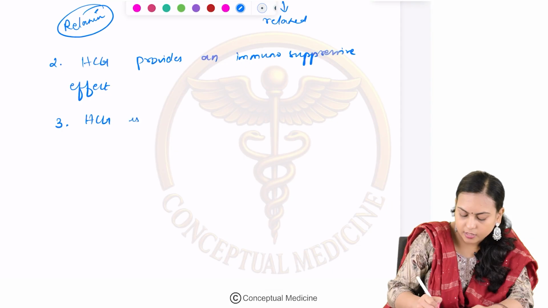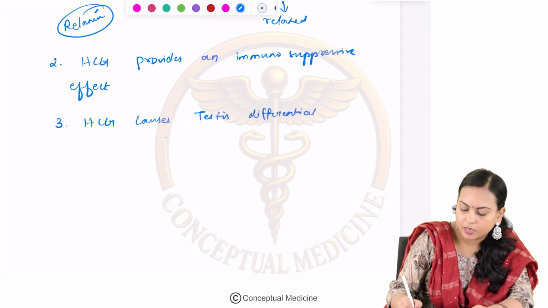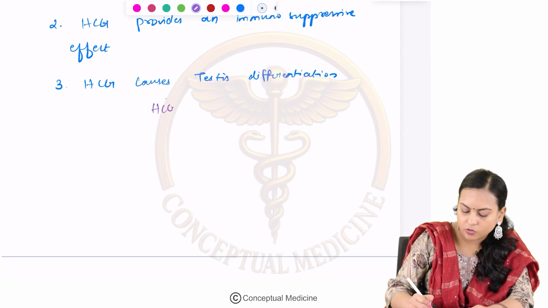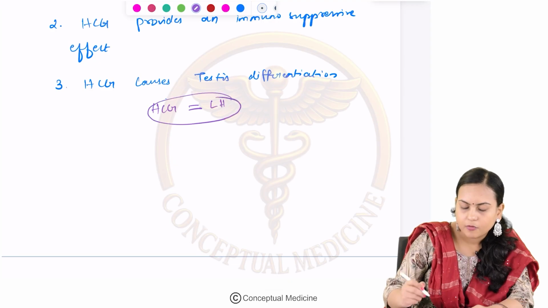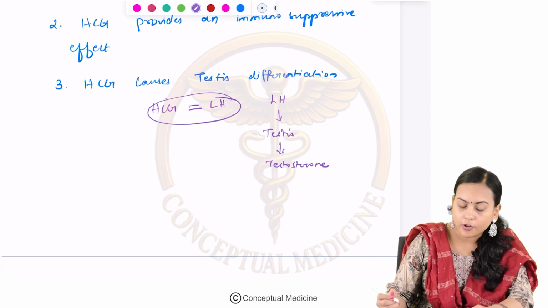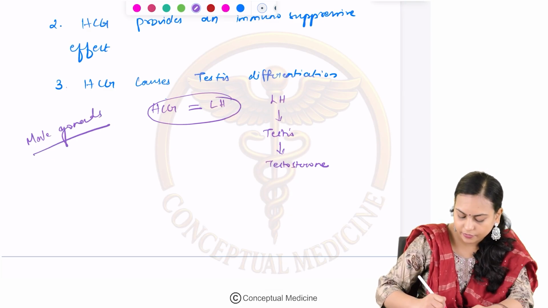HCG causes testis differentiation. Now, how does it cause testis differentiation? Because already we know HCG closely resembles luteinizing hormone. What is the function of luteinizing hormone normally? It acts upon the testis to produce testosterone, right? Now, we all know that the male gonads differentiate early, at 7 to 8 weeks of gestational age.